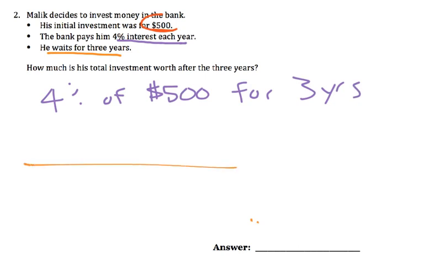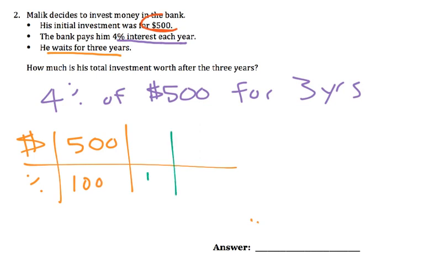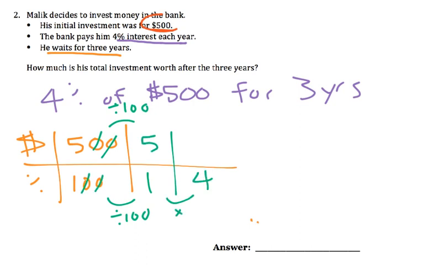So let's start by finding 4%. So the whole amount of money he puts in the bank is 500. That's 100%. If we want to find 1%, that's like dividing by 100, which would be $5. And then if we scale that up by times 4, we can see that 4% would be $20.